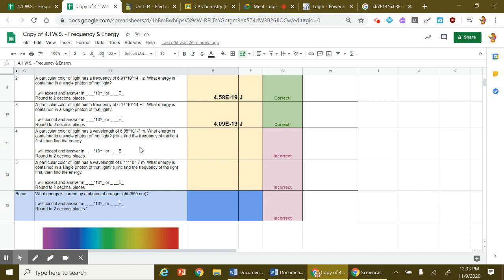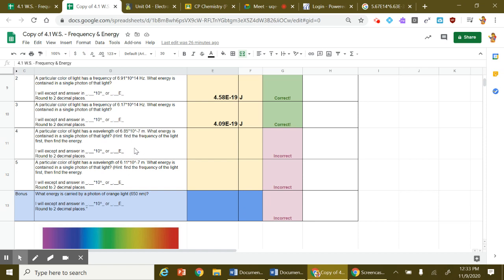Number 4 and 5 are a little tricky because I don't give you the frequency here. I give you the wavelength, and you have to use the wavelength to find the frequency, and then you have to use the frequency to find the energy. So let's do a sample for you right now.